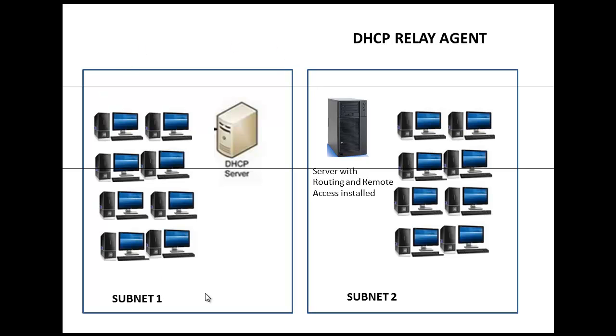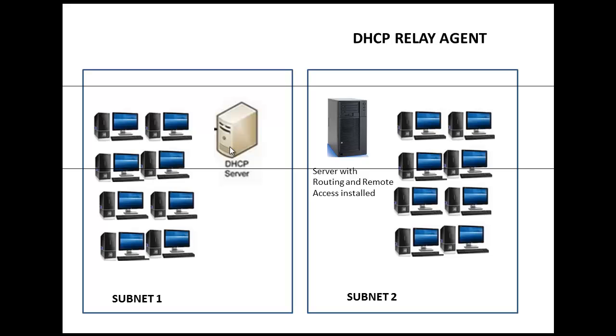In subnet 1, we have client computers, and these client computers get their IP address from the DHCP server on subnet 1. When the computer is turned on, the computer requests an IP address from the DHCP server along with other TCP/IP information because the computer needs that information to communicate on the network.